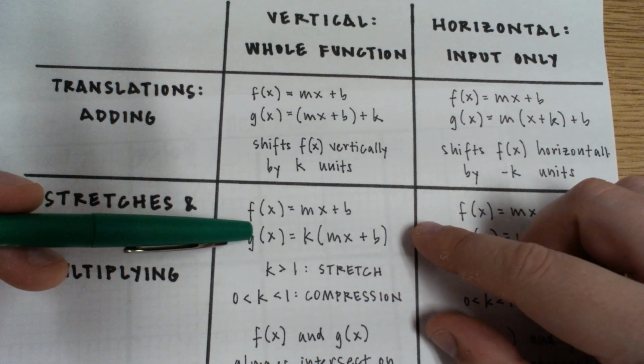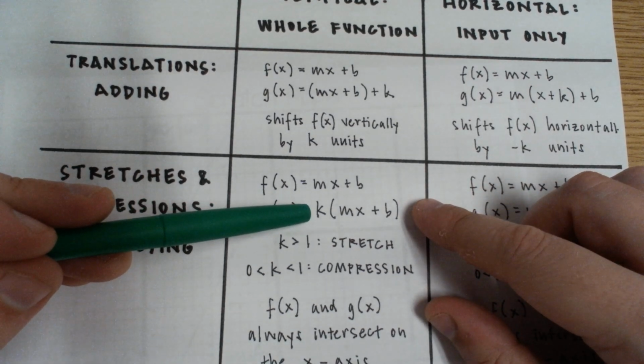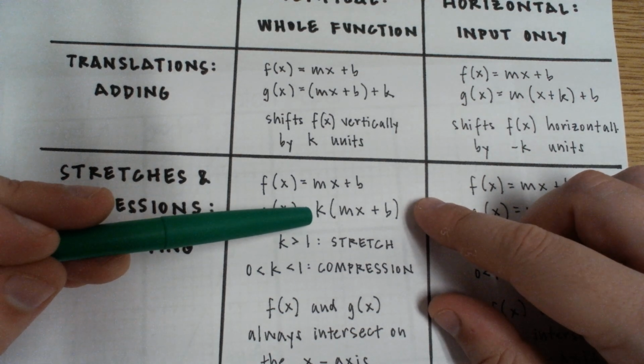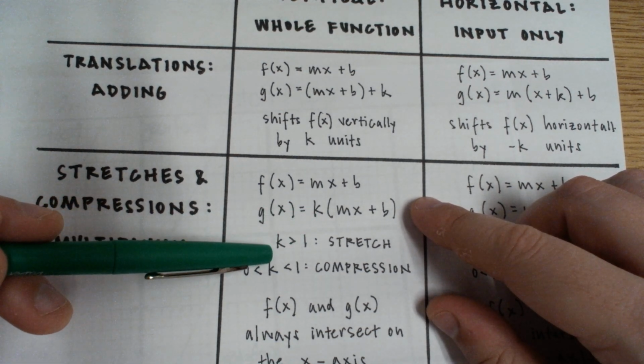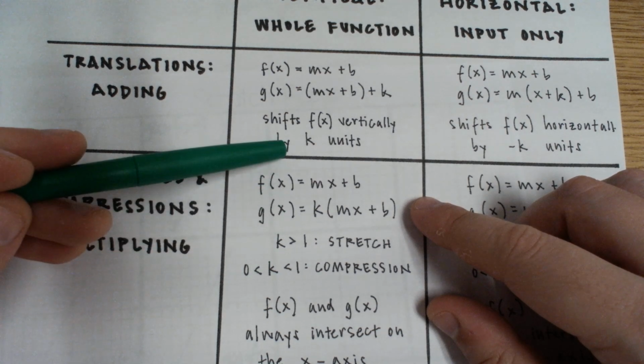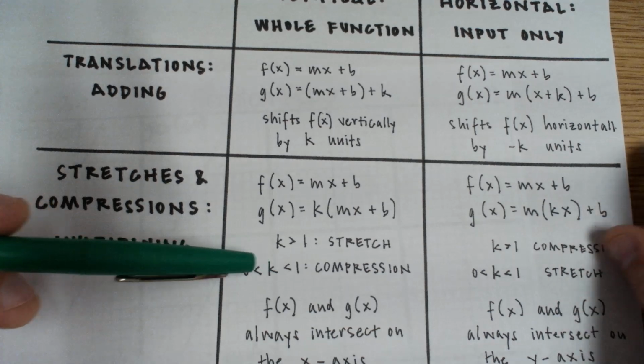Then you've got multiplying. If I multiply the whole function by something, so if I did times 3, it would stretch it out because I'm going further up, and it's also going to change my y-intercept.